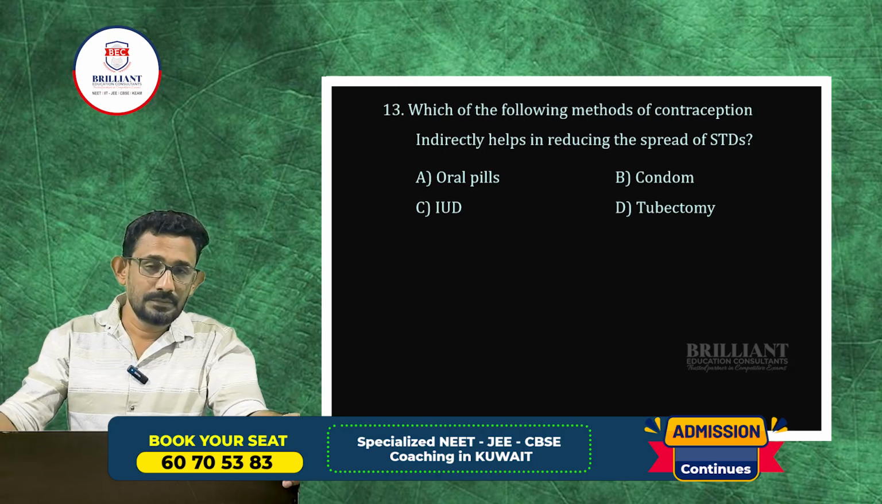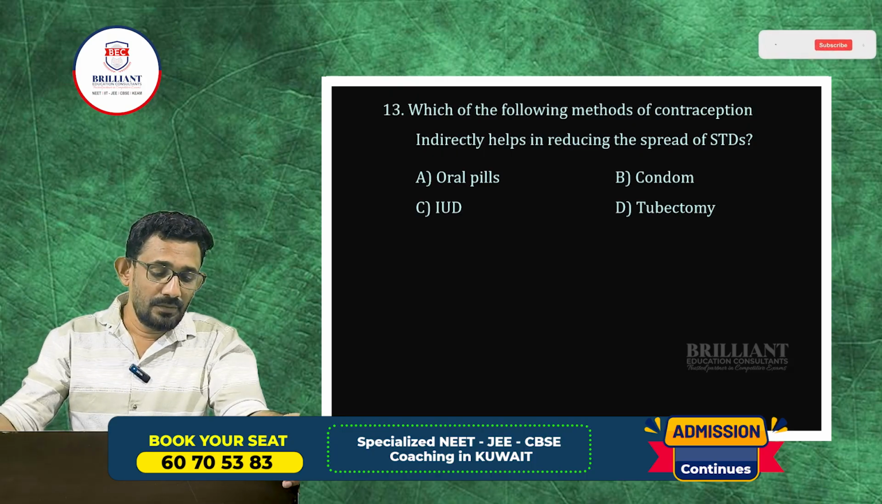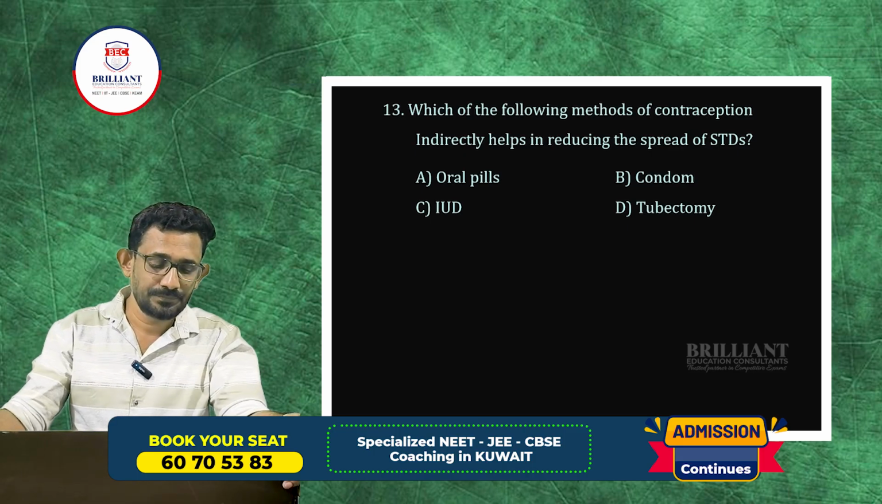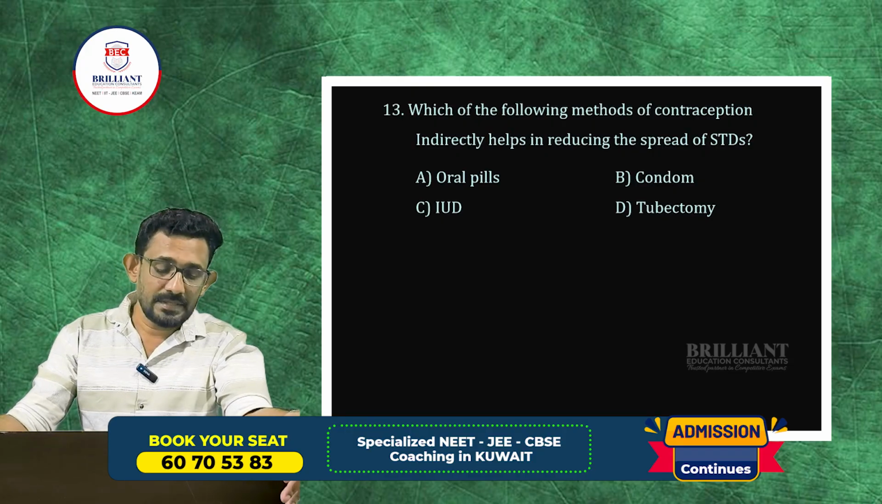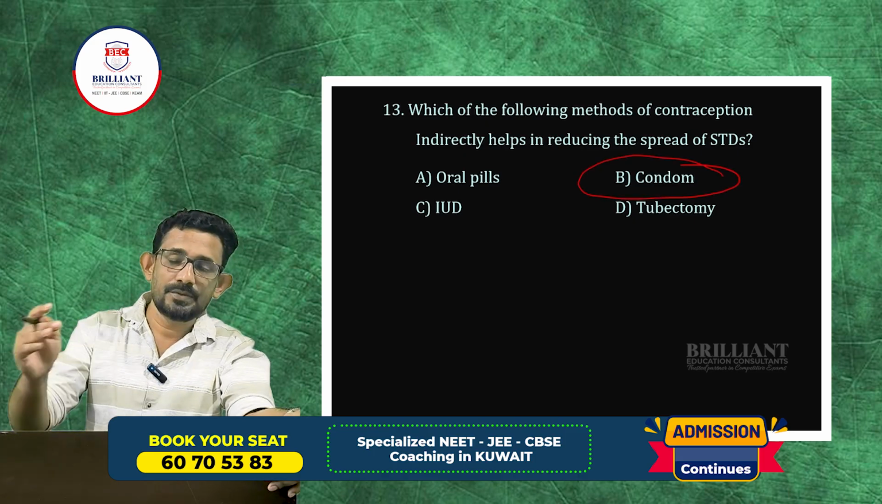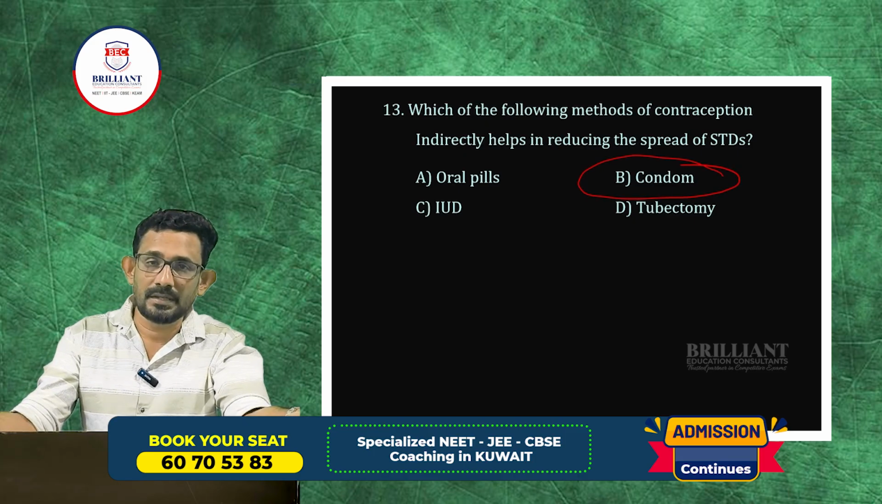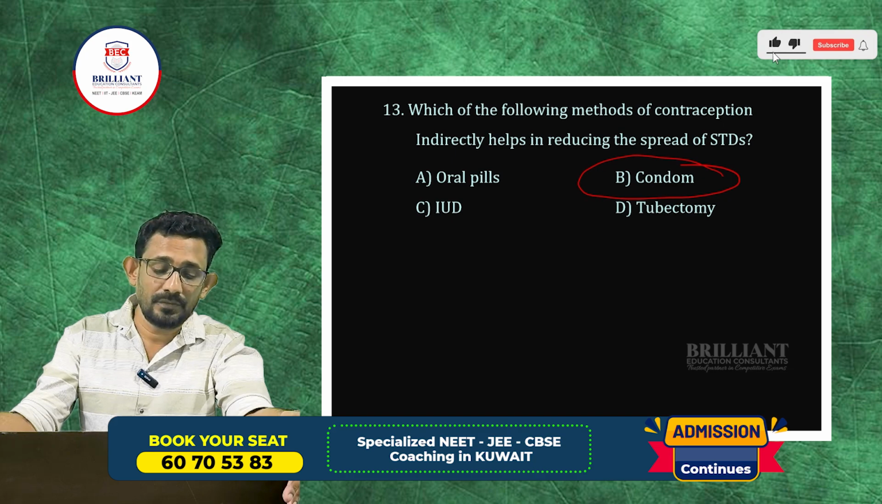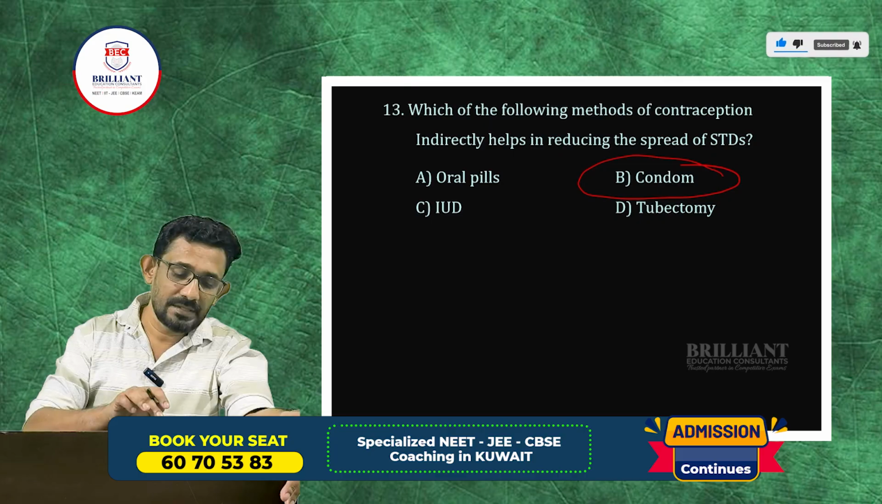Next question, that means 13th question. Which of the following methods of contraception indirectly help in reducing the spread of STDs? So here oral pills, condom, IUD, tubectomy, four options are there. By using a condom, we can prevent pregnancy, and at the same time, we can protect against the spread of sexually transmitted diseases. So option B is the correct answer.